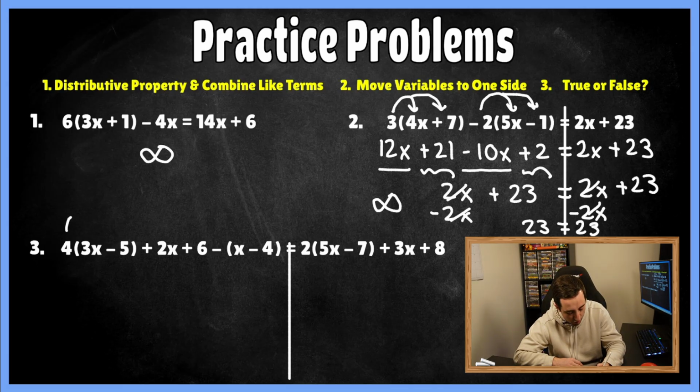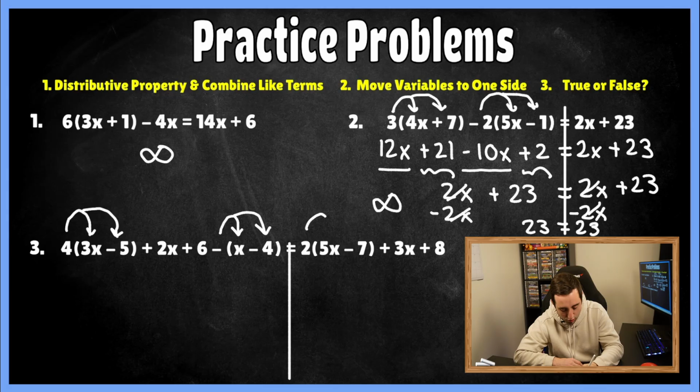So 4 goes to 3x and the negative 5. You're going to notice that there's no number in front of this second parentheses, but there is a negative 1 there that we can distribute. So negative 1 is going to be distributed to x and negative 4. And then on this side, we have 2 to 5x and negative 7. And now let's knock out all 3 distributive properties in one go.